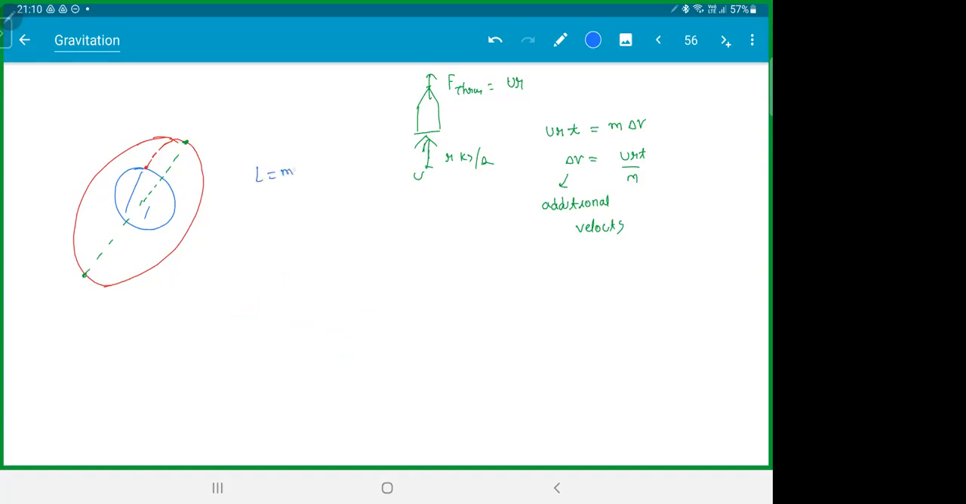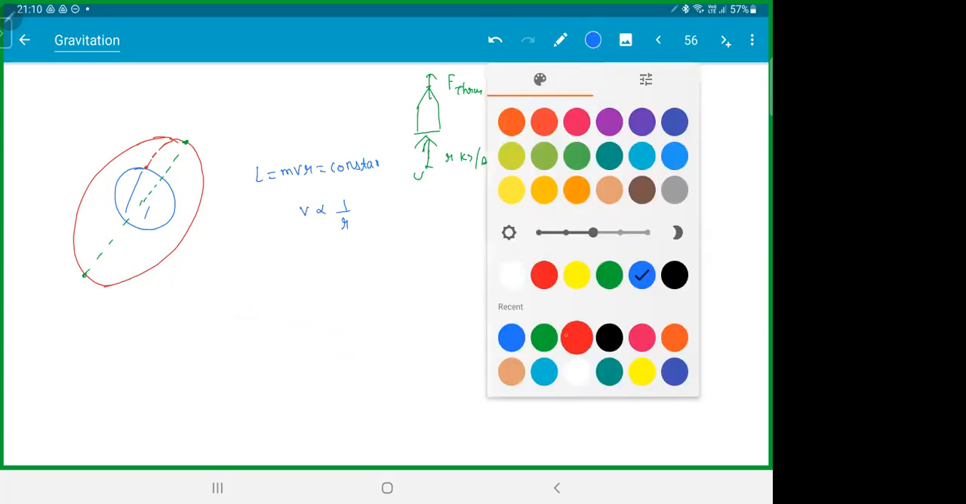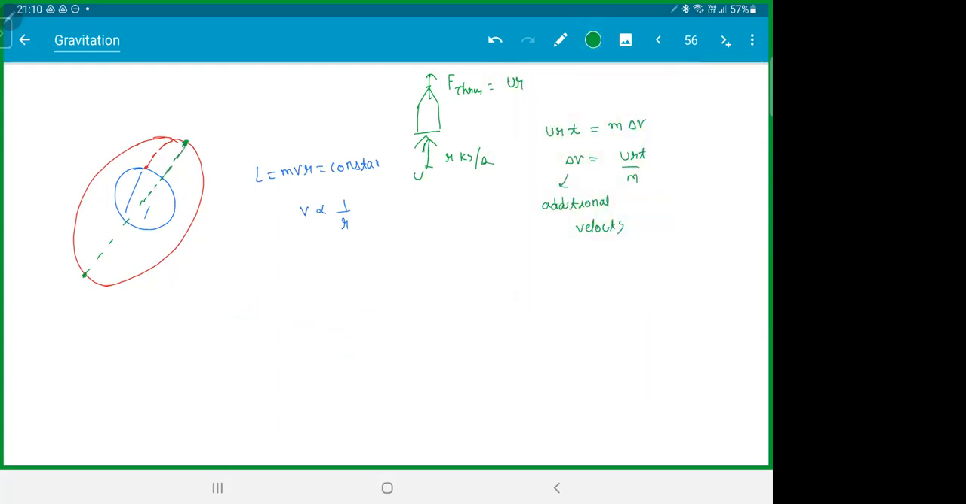Angular momentum mvr is constant, right? So v is proportional to 1 by r. The closer the point, the faster it goes. So if you switch on the engine at this point, when you are the closest, something interesting happens here. The first time when you come, the speed becomes v plus delta u.